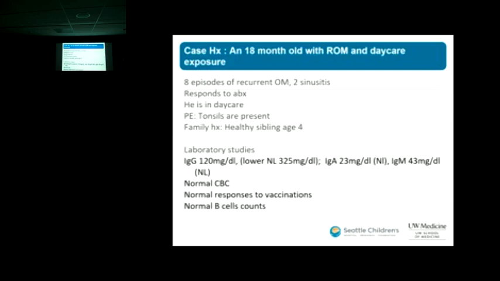And these are your laboratory studies. What you can see is the IgG is 120, which is lower than the normal end of normal here, with a normal A and a normal M. He has a normal CBC. His responses to vaccines are completely normal, and his B cell counts are normal.